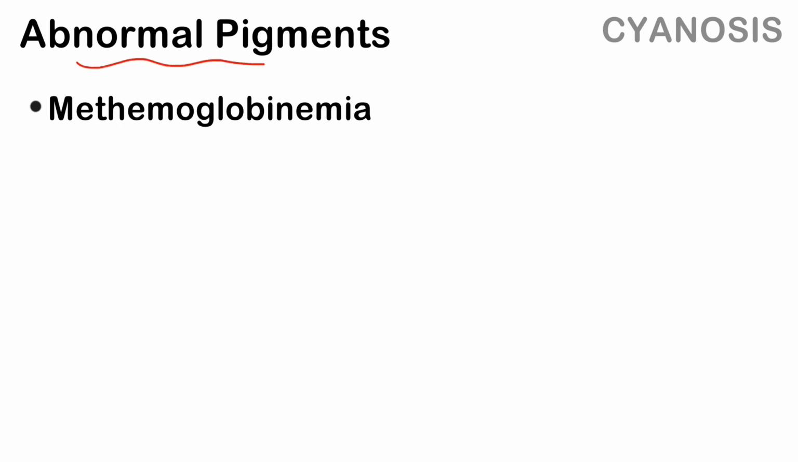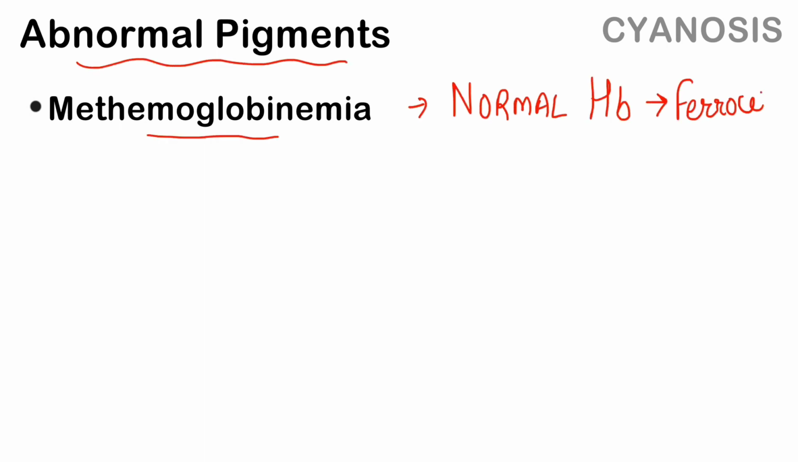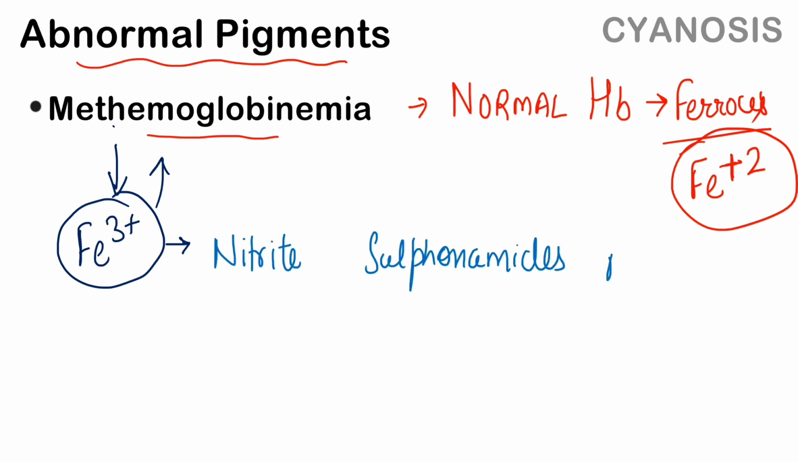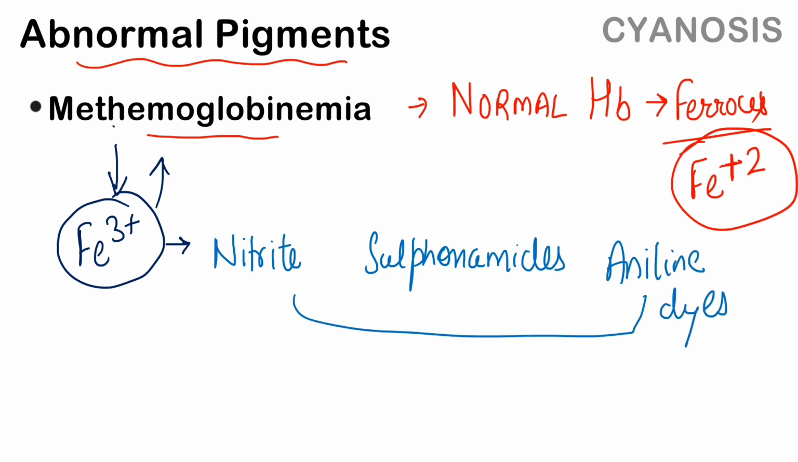Next, we are going to talk about cyanosis due to abnormal pigments. Normal hemoglobin has iron in the ferrous form in the body. In methemoglobinemia, iron is changed into the ferric form, designated as methemoglobin. Basically, it means that iron in ferric form is known as methemoglobin. Now, substances such as nitrite ingestion, sulfonamide ingestion, and aniline dyes ingestion will oxidize the normal hemoglobin into methemoglobin.